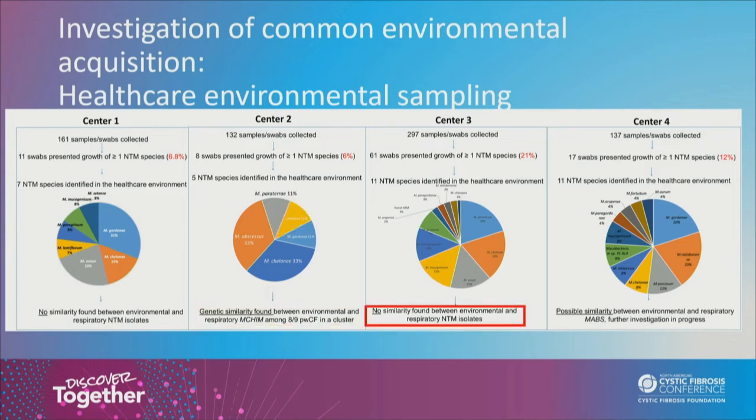If we move to center three, there was no similarity found between any of the environmental isolates collected or the respiratory isolates in that center. And then in center four, we recovered M. abscessus from the environment. And there's possible similarity between that M. abscessus and a single patient respiratory isolate. That patient was not within a cluster, so that would just be a one patient acquisition potentially. That investigation is actively underway, so further investigation is in progress.